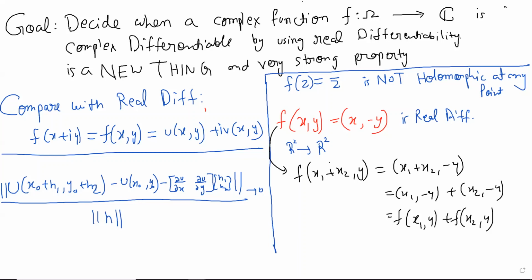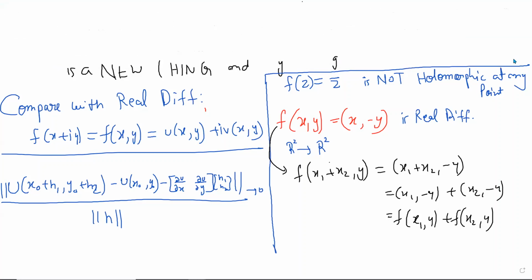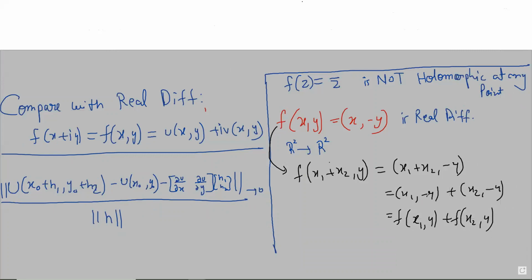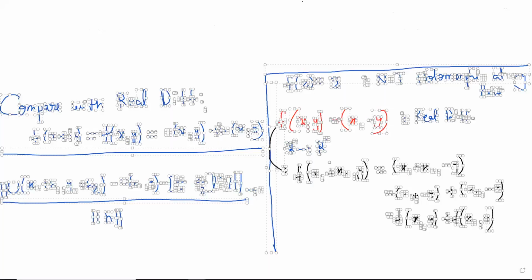Right? See, this is the property that this function has. So this is what is known as a linear function. If you look at this function, it is what is known as a linear function. So let us see what that means. That means something very interesting.